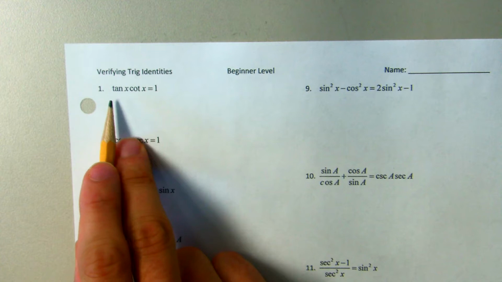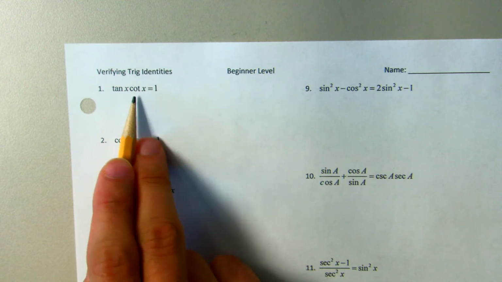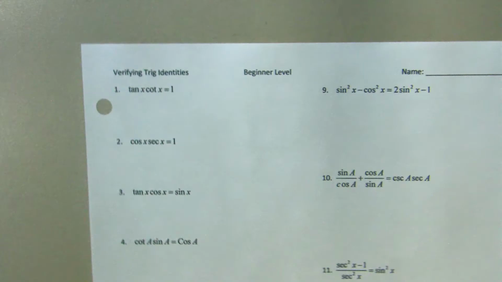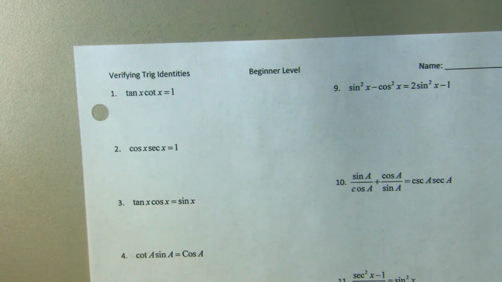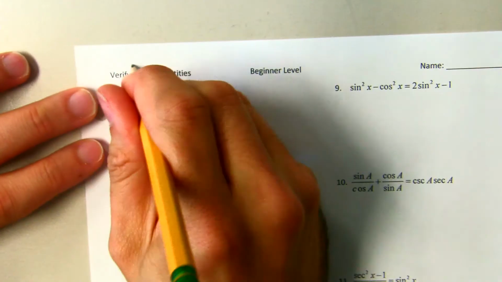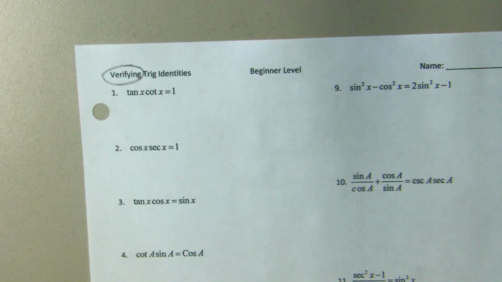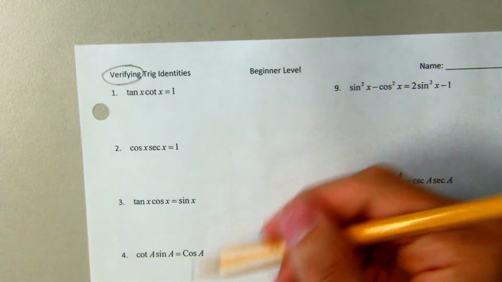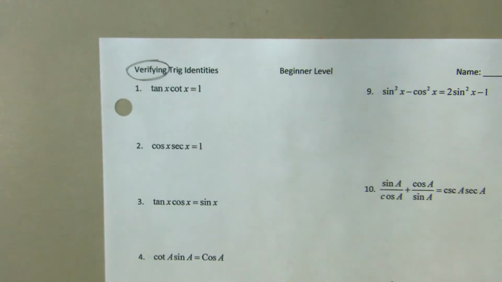Okay, so question 1 says that tangent times cotangent is supposed to be 1. All right, well, number 1, these are not true-false questions. We're not asking you if that's true. We're telling you it's true. The point of the question is for you to prove or show that it's true. So in order to do that, you've got to sometimes do algebra and sometimes plug in trig identities. The first few here will just be trig identities only.